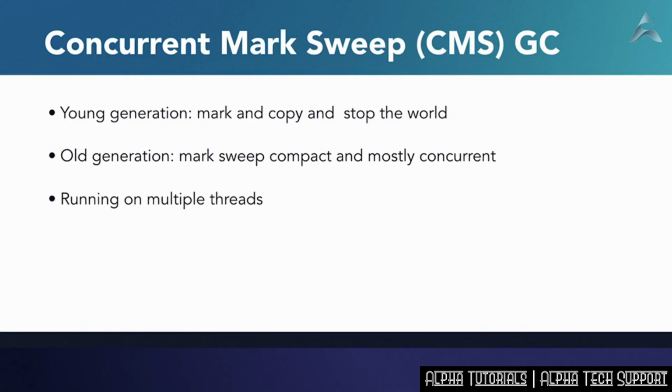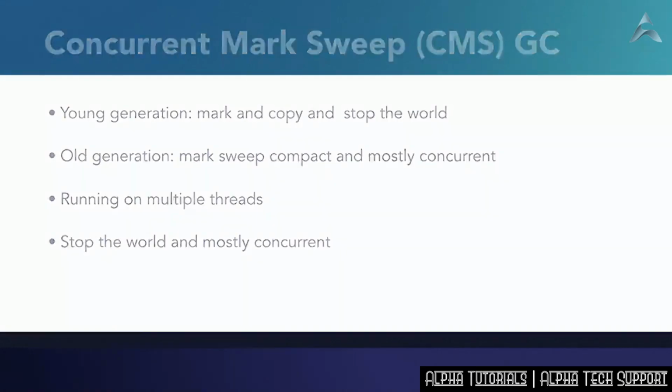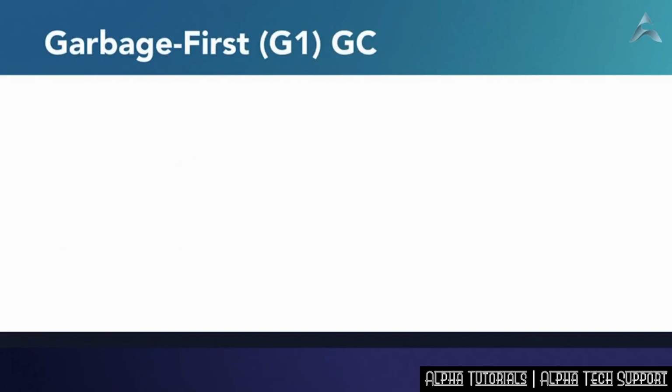But there's a downside here. This will only work when it's running on a system that supports this, because it's a bit heavier. So it's using the mark and copy with stop the world for the young generation, mostly concurrent mark and sweep for the old generation. And with mostly concurrent, we mean that it's preferring concurrent, but sometimes whenever it's necessary, it will use stop the world instead. So that sounds like quite an upgrade, but the garbage first garbage collector, introduced in Java 7, is an even bigger improvement on the CMS garbage collector.